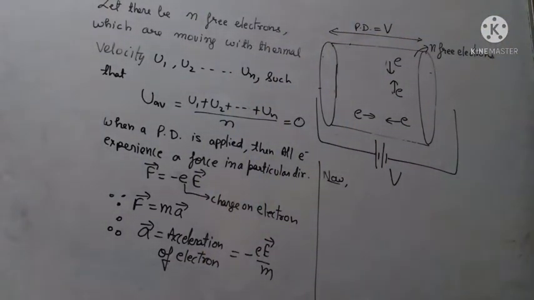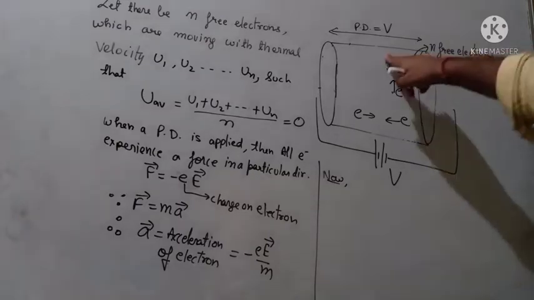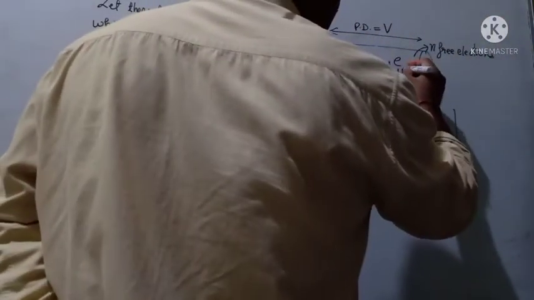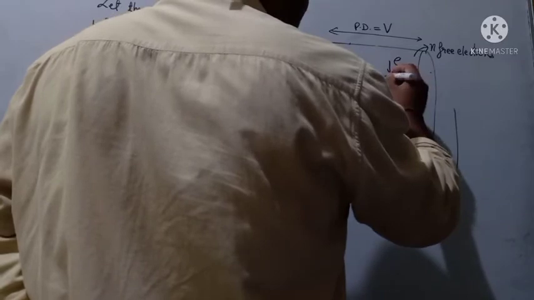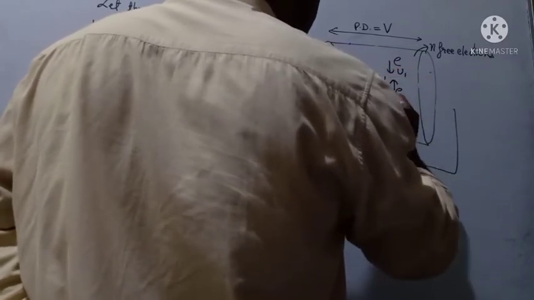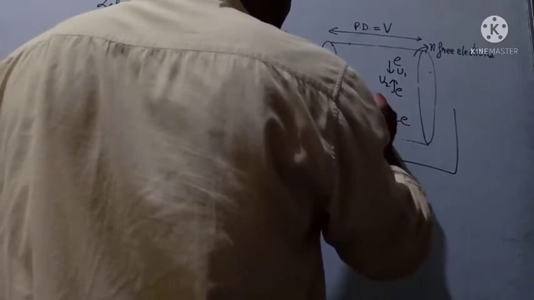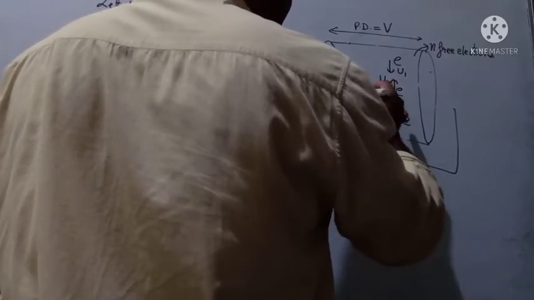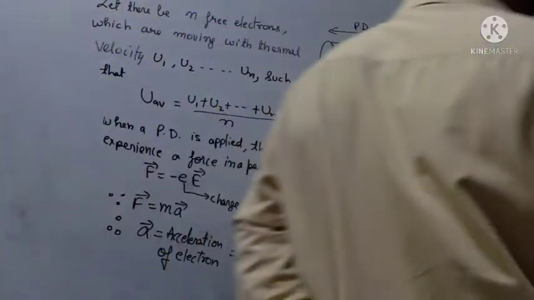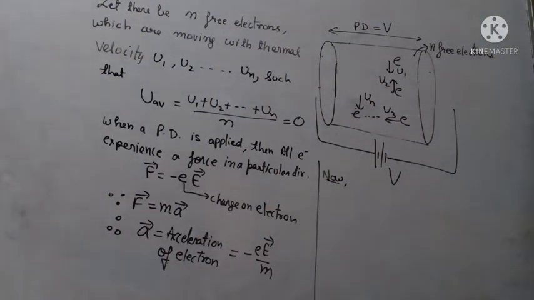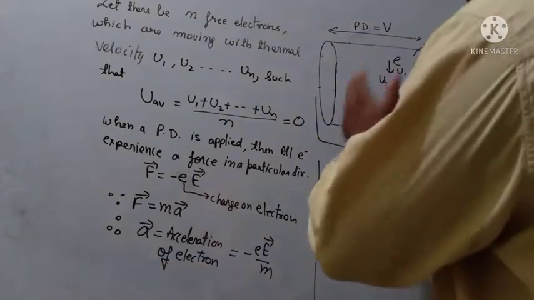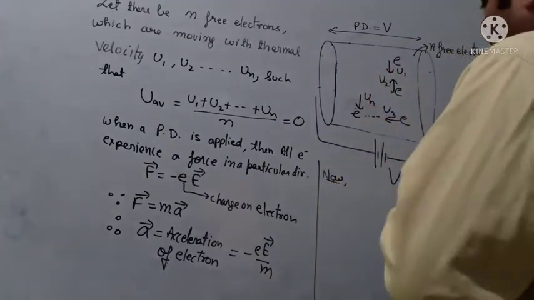All the free electrons will acquire a velocity due to room temperature and they will move in random fashion. Suppose they have thermal velocities u1, u2, u3, and similarly the nth electron has velocity un. They are moving in random fashion such that there will be no net flow of electrons.